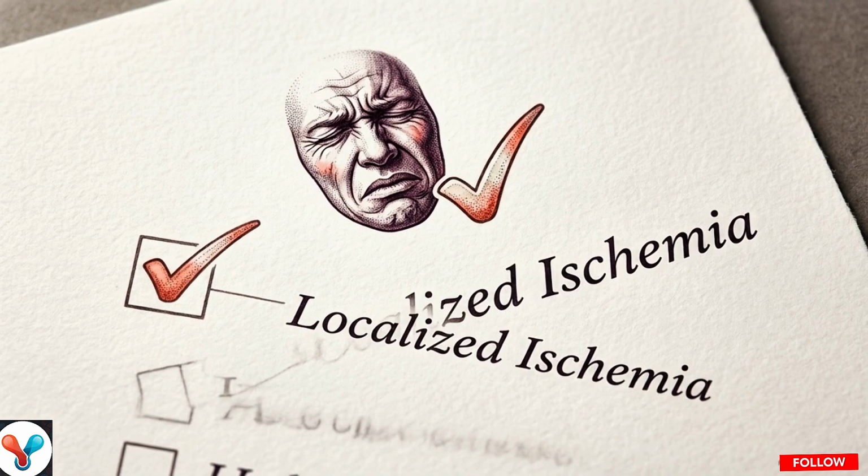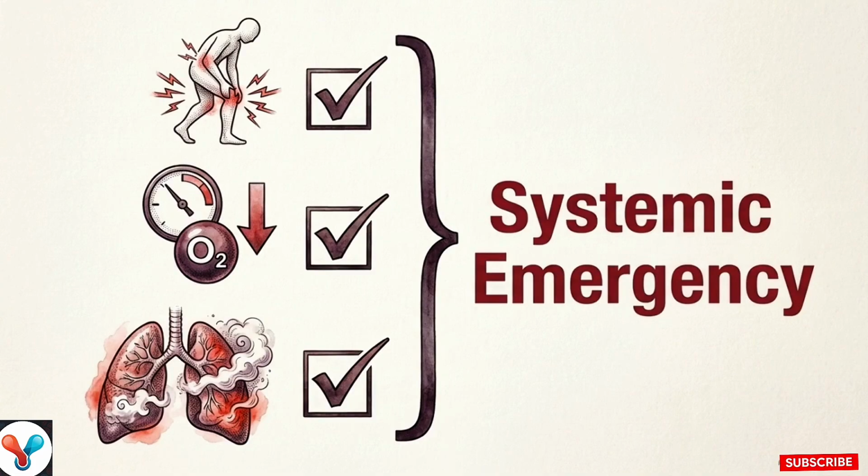The diagnostic criteria are strict. Severe pain alone points to a vaso-occlusive crisis. Pain accompanied by hypoxemia and a new pulmonary infiltrate defines acute chest syndrome.